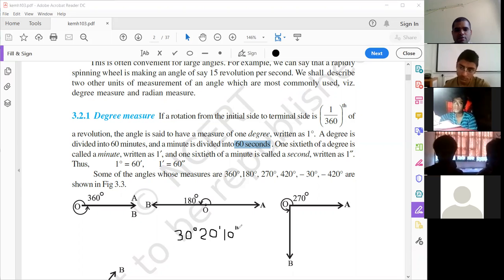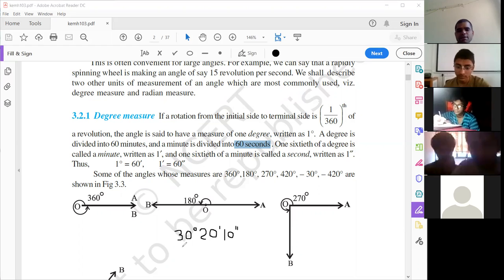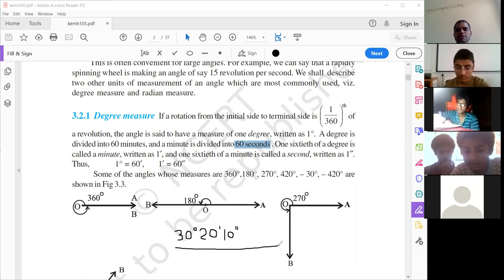Okay, so Prabhuji, in this way a complete angle is written: 30 degree, 20 minutes, 10 seconds. Okay. In geography, when you write the latitudes and longitudes, it's actually the minutes and seconds. Yes, that is the same thing.